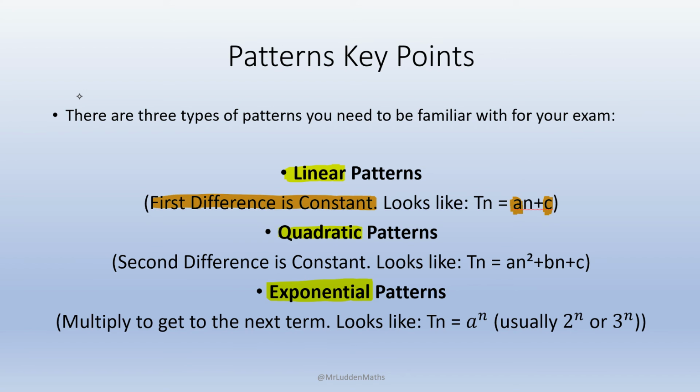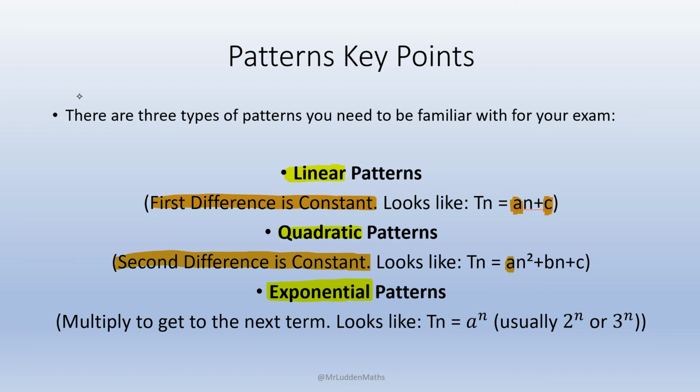So it'll look something like maybe 3n plus 5, or 7n minus 10, or minus 8n minus 13. Your a and your c can be positive or negative whole numbers. For your quadratic patterns, just a jump up from your linear patterns, your second difference is going to be constant, and there are a few more bits to find in regards to your constants in the general form of your equation.